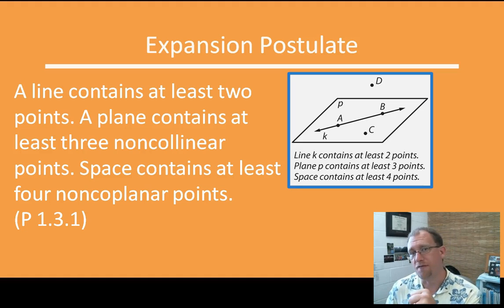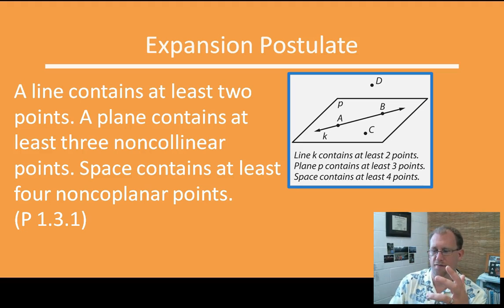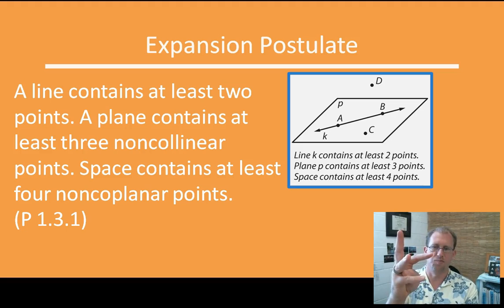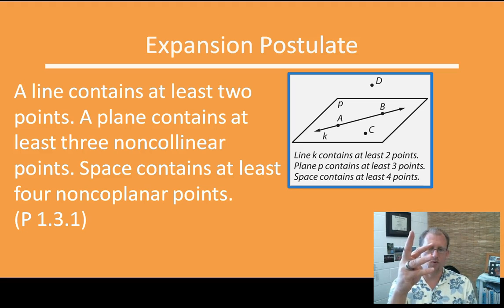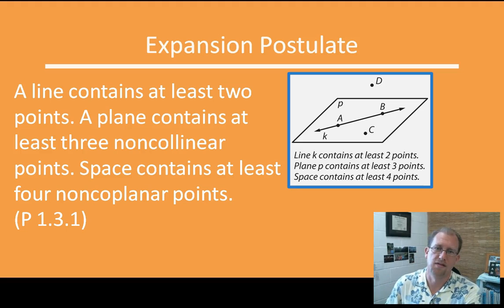Okay, and then a fourth one, space, contains 4 points. So if I have four non-coplanar points, I can't draw a line between them, and I can't put a plane on all four of them. I have to say, in order to describe all four of these points, I need space, I need volume, I need to talk about a three-dimensional reality. Okay, so 1 point is a point, 2 points is a line, 3 points is a plane, 4 points is space.